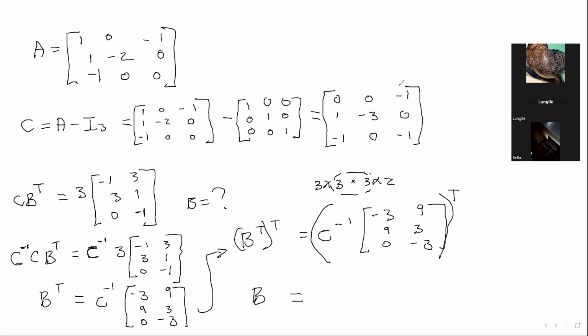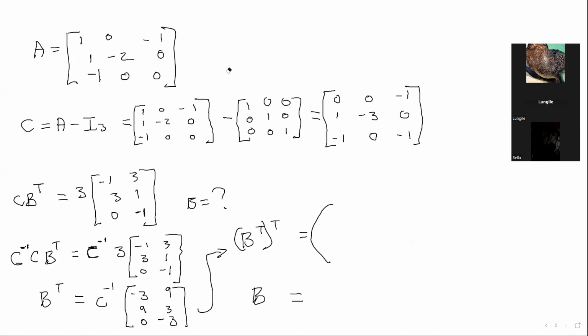But look at this. Imagine we had taken this C minus 1. We didn't do it like this. We just put it on the other side. Imagine if this is what we did. Imagine we did something like this.